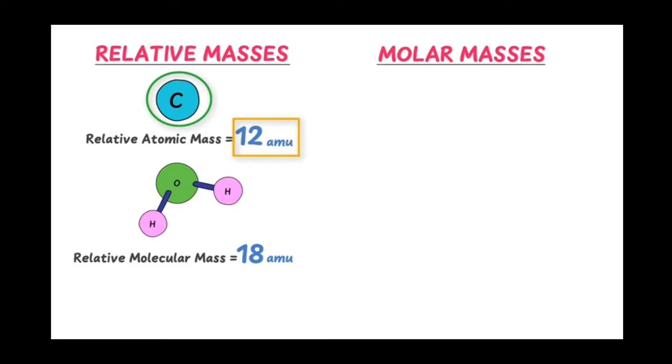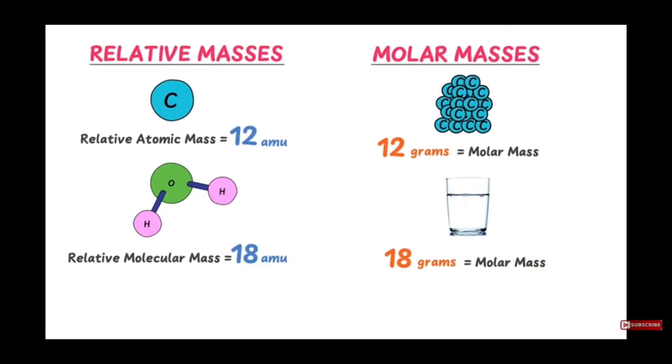Let's take the same example, carbon. 12 grams of carbon is known as the molar mass of carbon. In the same way, 18 grams of water is known as the molar mass of water. Here the unit used, gram, is a familiar term.